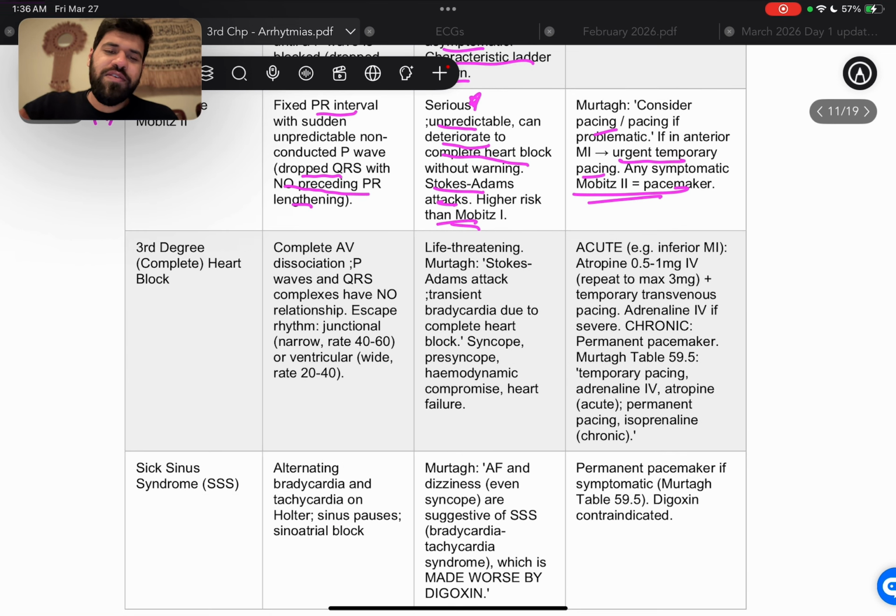All right, now third degree, it's complete heart block, and it's one of the most dangerous, life-threatening.